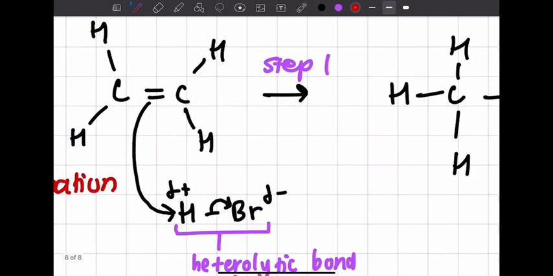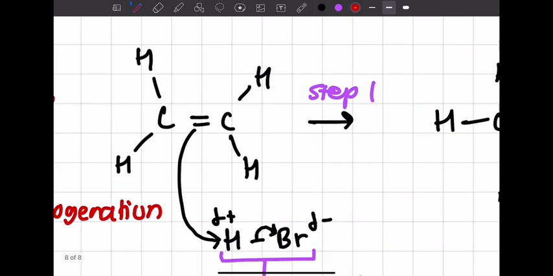So the first step to this mechanism is the double bond breaking in the ethene, which we can see here. And these electrons from the double bond will carry over onto the hydrogen.